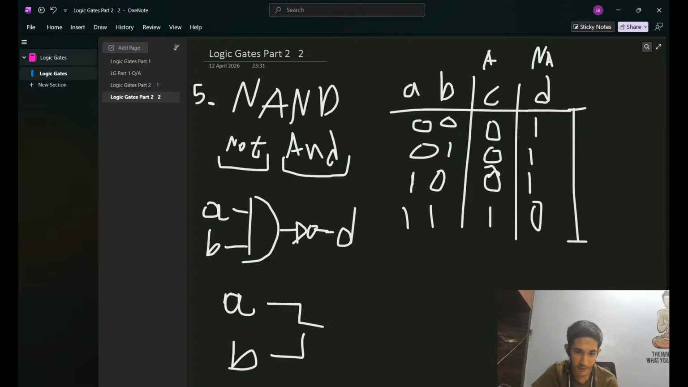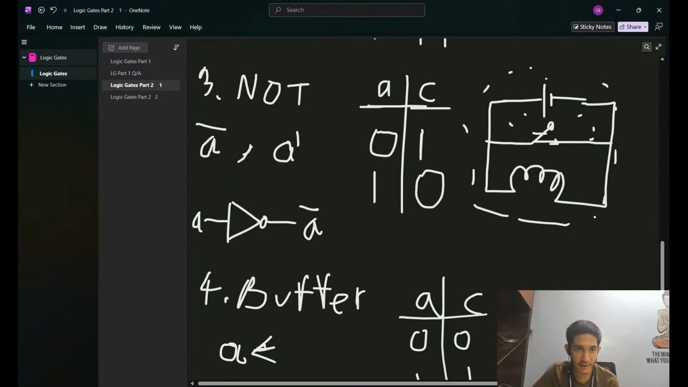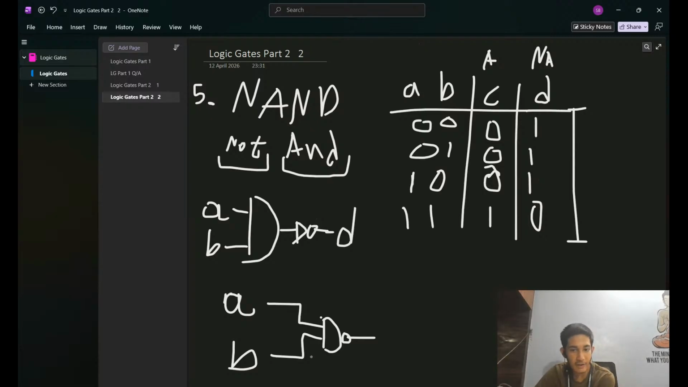They're a bit far apart, so it goes like this. It's an AND gate with a circle in front, very similar to the NOT gate. The NOT gate had a circle in front, so the NAND gate also has a circle in front, but its main body is that of the AND gate. Okay, now that gives you NAND.